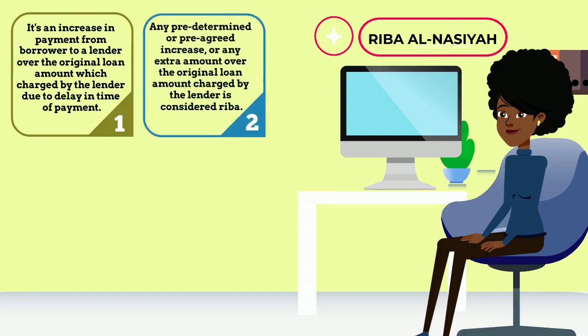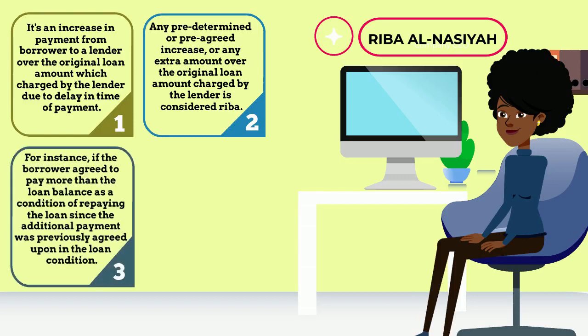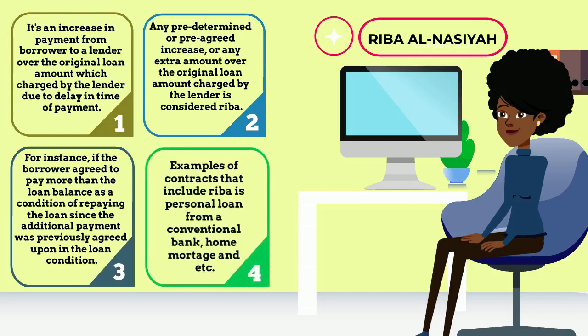Any predetermined or pre-agreed increase, or any extra amount over the original loan amount charged by the lender, is considered riba. This applies, for instance, if the borrower agreed to pay more than the loan balance as a condition of repaying the loan, since the additional payment was previously agreed upon in the loan condition. This type of riba is called riba al-Quran because the Quran specifically prohibited this form of riba, as it was commonly practiced in Arab society at that time. Examples of contracts that include riba are a personal loan from a conventional bank, a home mortgage and so on.